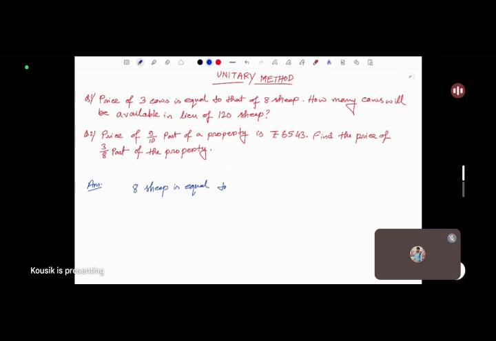Number of cows, number of sheep means you should compare the number of sheep and number of cows. 8 sheep is equal to 3 cows, so that is 1 sheep is equal to 3/8 cows.